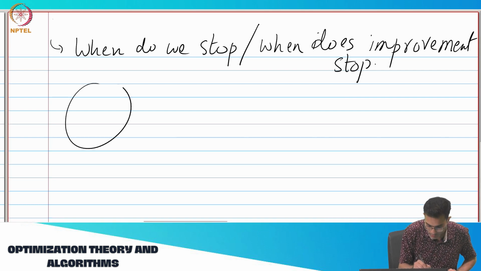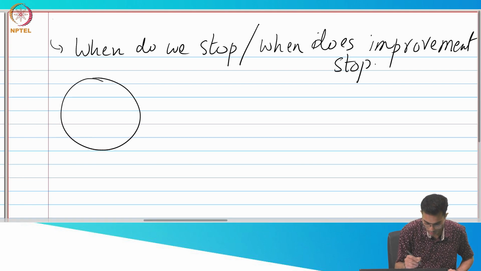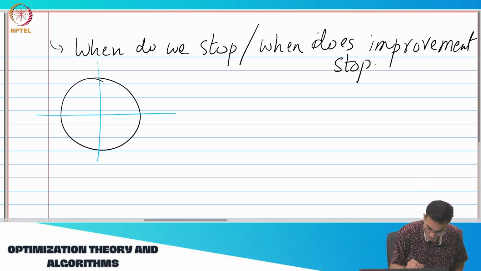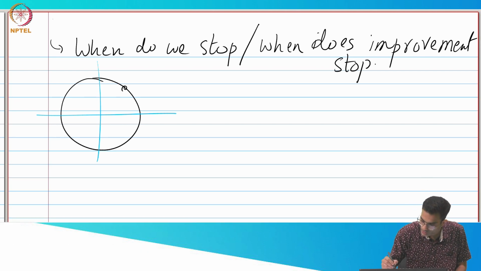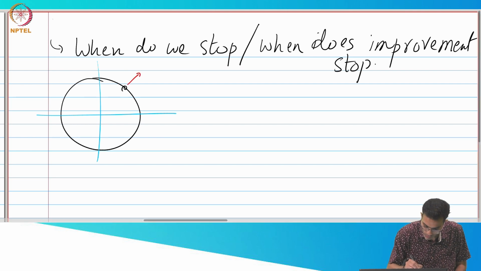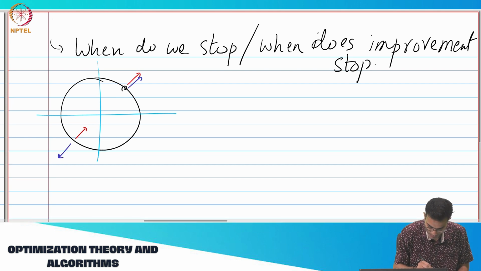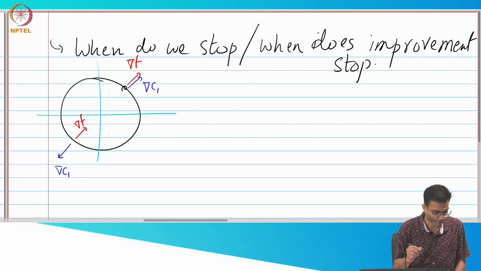Okay, so here is our circle. This looks more like an ellipse. Let's take this point over here. So grad F is here, grad F is here, and my grad C1 is here, grad C1 is here. So this is grad C1, grad C1, grad F, grad F.